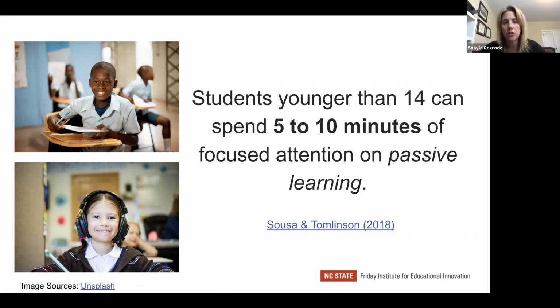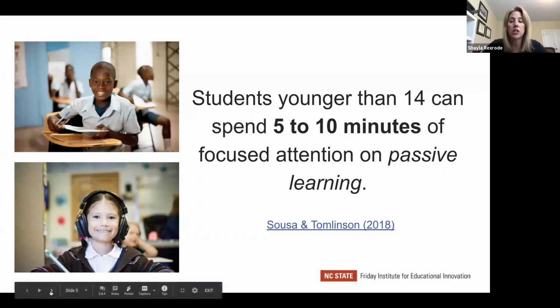I want to draw your attention to the term focused attention. Again, we can have students that look as if they're attentive and look as if they're engaged, but their brains may not actually be processing the information and allowing it to move through to working memory and ultimately to long-term memory. So again, 5 to 10 minutes of focused attention on passive learning. So we're not talking about live sessions where the teacher is calling on them and they're communicating and they're sharing with their peers. This is them sitting and watching a recording.